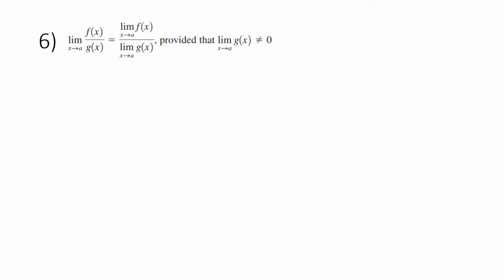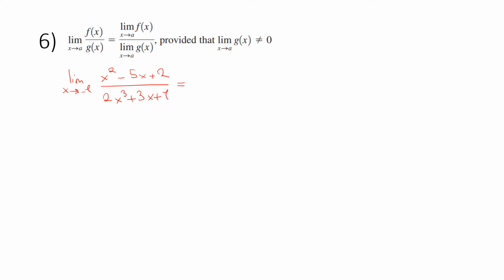This one you guys will encounter a lot. If you have a case where a function is divided by another function and it's for limits, you can distribute limits to each of these functions again and solve for the numerator with limits and solve for the denominator, and then divide the numbers, usually if it comes up to a number, provided that the limit as x approaches a of g(x) cannot be 0, or else it's going to be undefined.